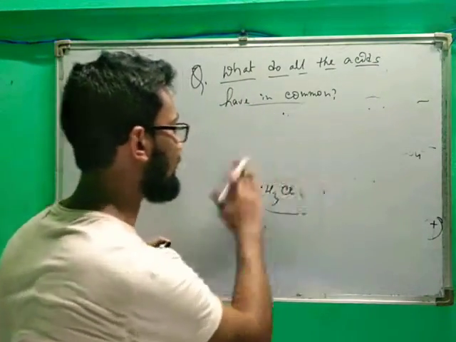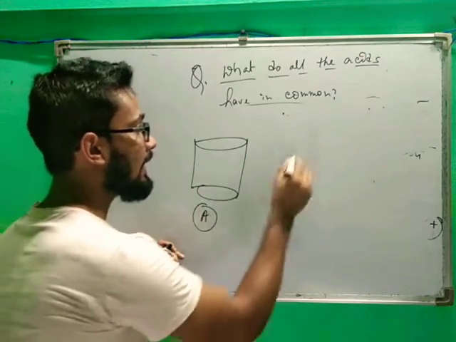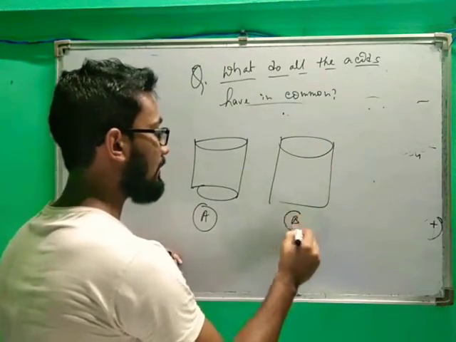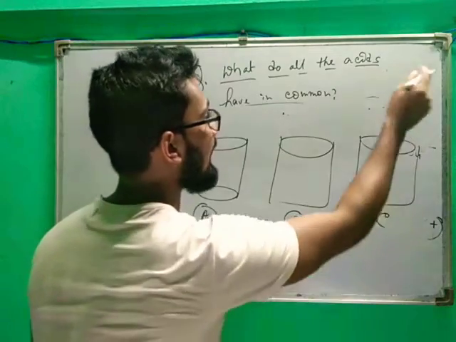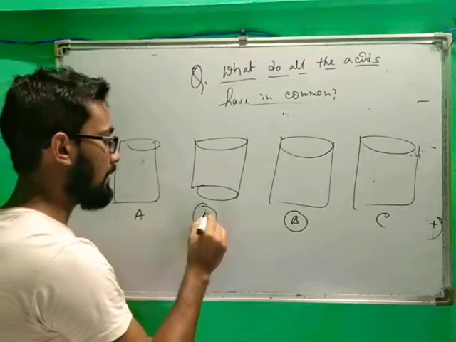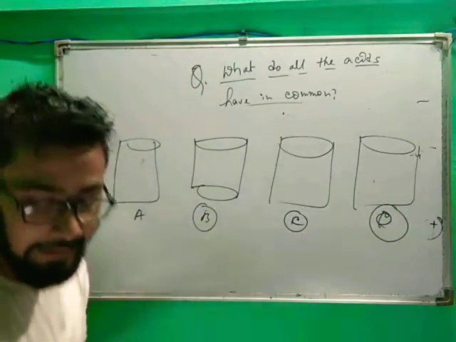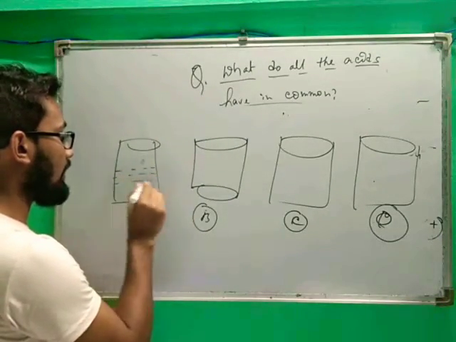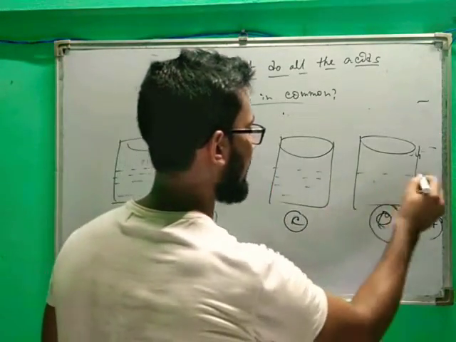Let's take an example. Take beaker A, beaker B, beaker number C also, and beaker number D. Let's make the sequence A, B, C, D. I have taken different beakers, and within every one I have added water.